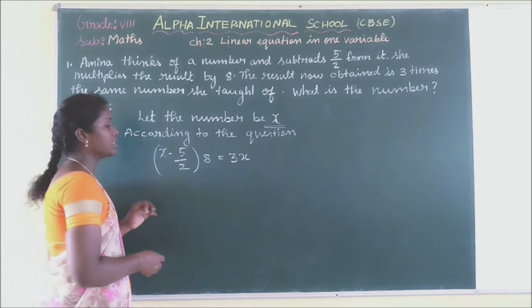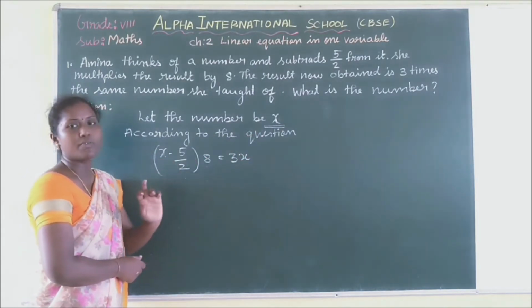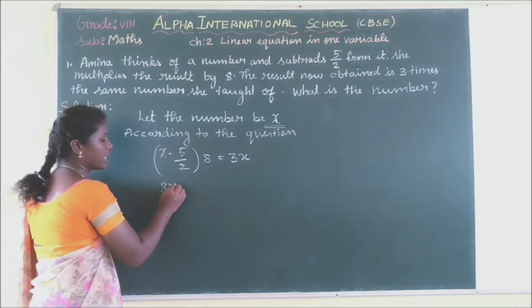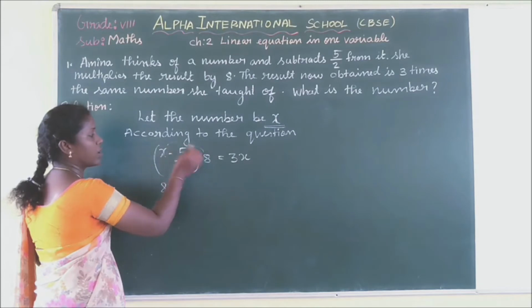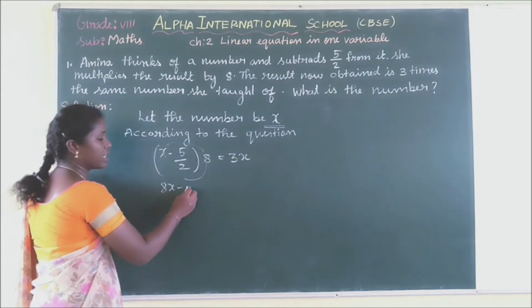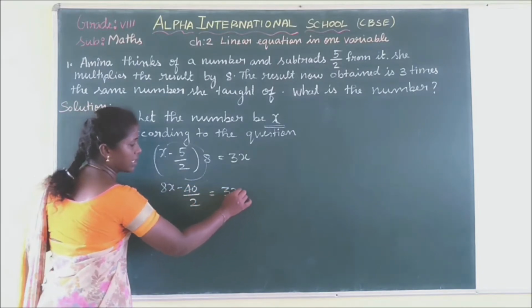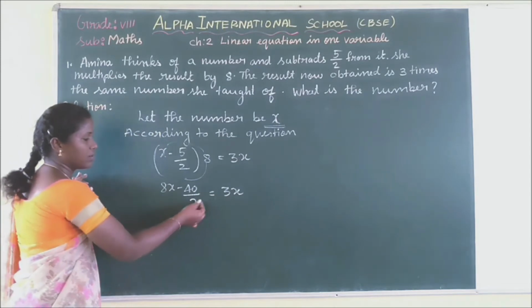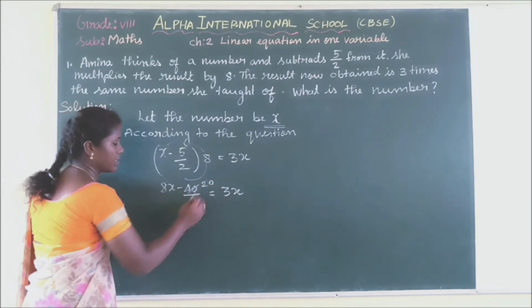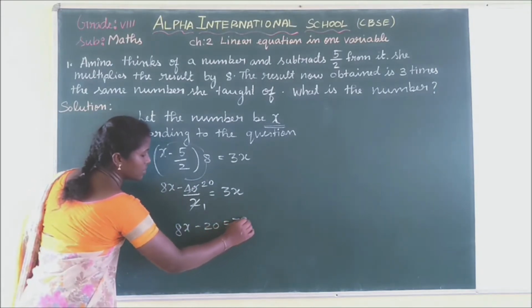How to solve it? We have to find the value of x. Multiply 8 inside the bracket. So 8x minus, we have to multiply with both the terms inside the bracket, 8 times 5/2, which is 40 by 2, is equal to 3x. Now 40 can be simplified by 2, giving 20. So 8x minus 20 is equal to 3x.